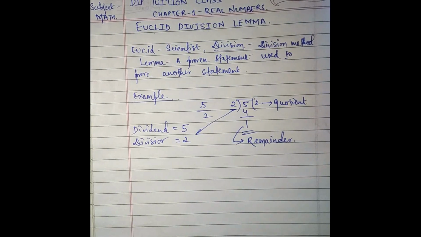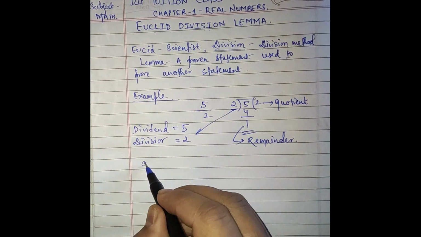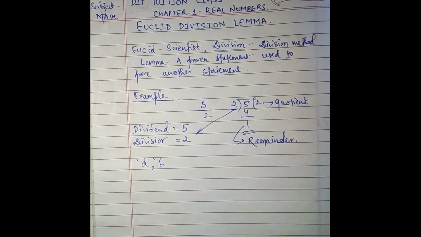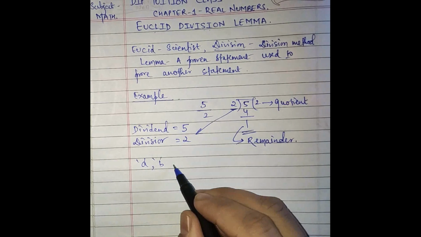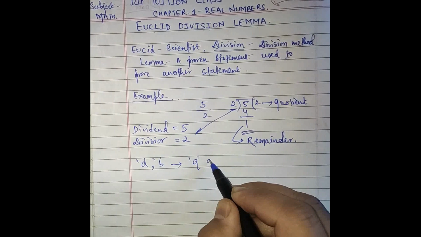It is a remainder. So Euclid division lemma, what it was trying to state, is that if you have two positive integers, say a and b, when you divide this, then there will be two unique integers in the form of q and r.